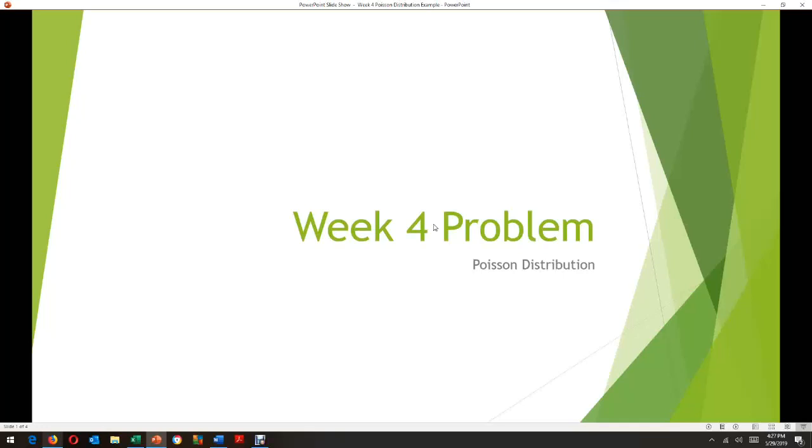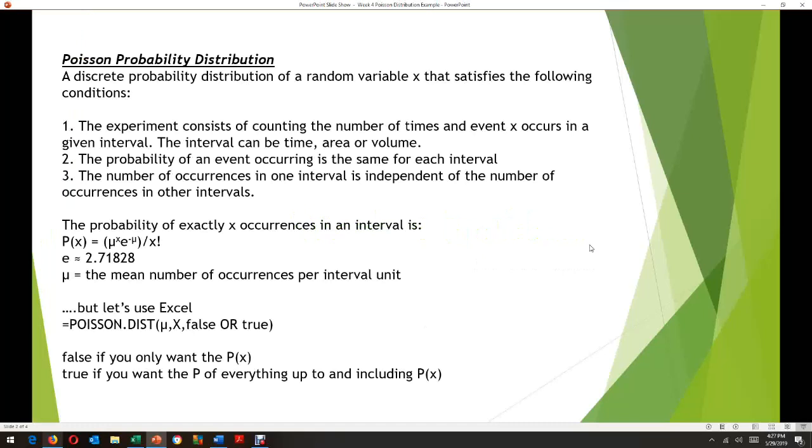I'm going to demonstrate the Poisson distribution in this example. I think it's probably pronounced Poisson. Okay, this one is the most complicated of the formulas.